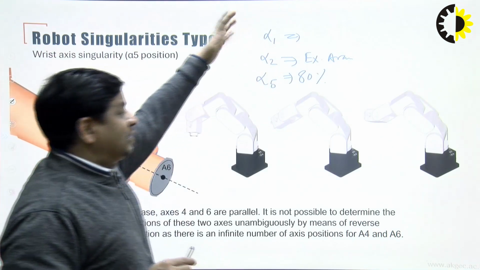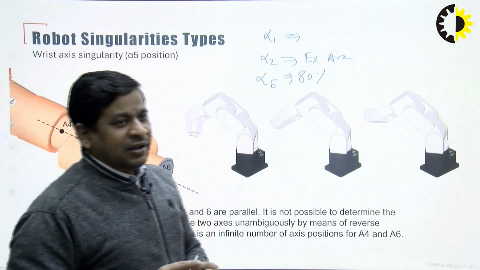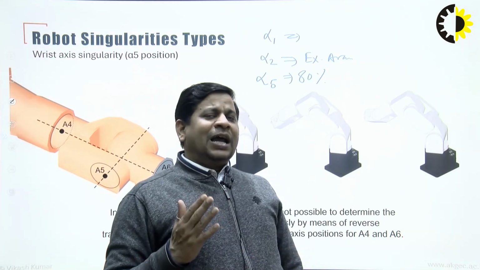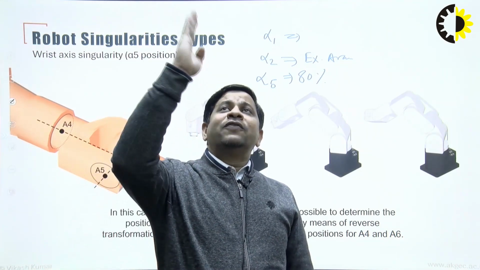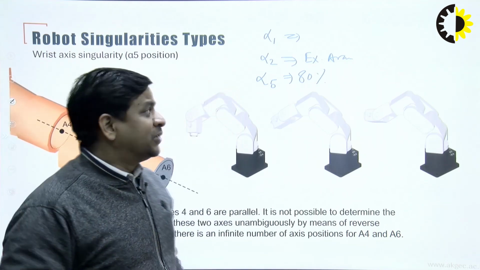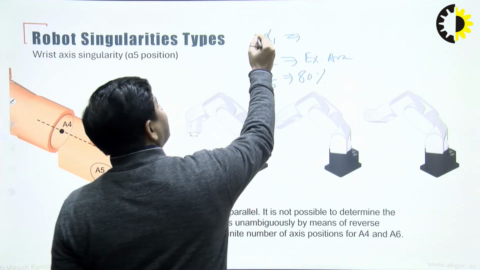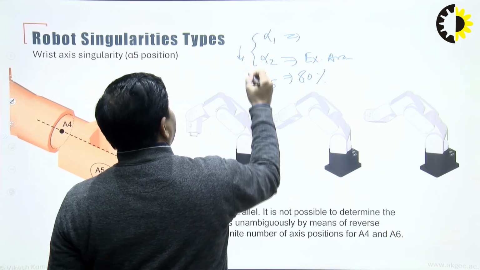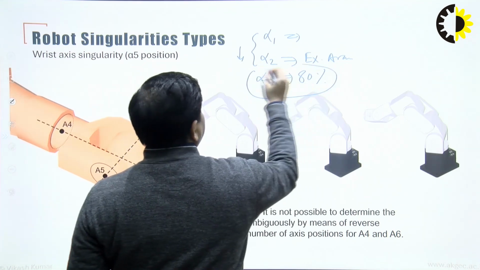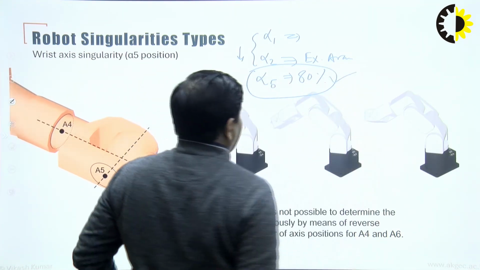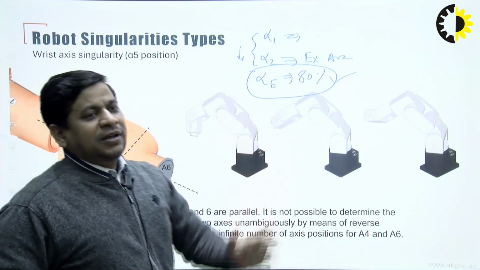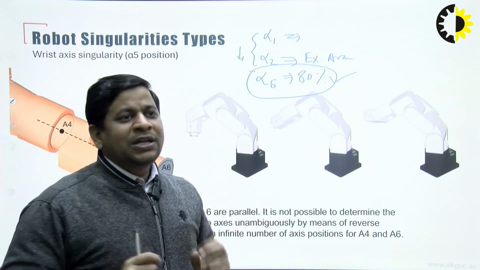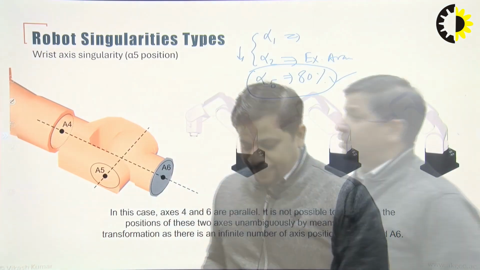And alpha 1, that is overhead singularity. In some welding applications where we are doing overhead welding, that comes. So these two singularities are very minimal, but you have to focus on them. If you focus on and try to avoid these, you can easily minimize your overall cycle time.